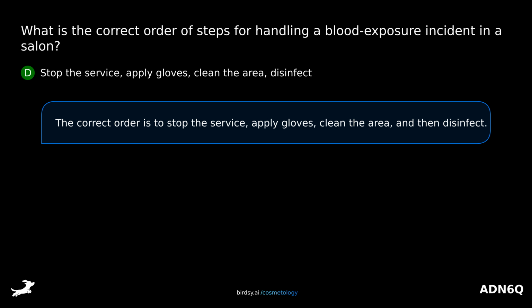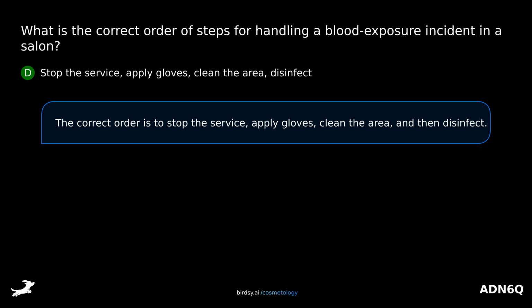Which of the following PPE items is essential for preventing bloodborne pathogen exposure during a haircut? Is it A, face shield, B, apron, C, gloves, or D, hairnet? The answer is C, gloves. Why this question may seem a bit tricky. Gloves are essential when there's a risk of blood exposure, but during a haircut, the risk is minimal unless there's an injury.